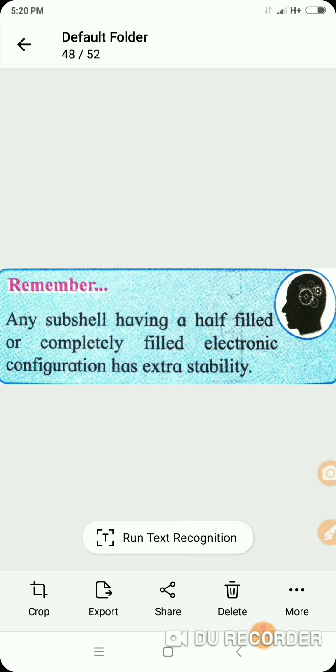Subshells are s, p, d and f. The capacity of the s subshell is 2 electrons, p has 6 electrons, d has 10 electrons and f has 14 electrons. Then they are completely filled. In the case of half filled, the s subshell contains 1 electron, p contains 3 electrons, d contains 5 electrons and f contains 7 electrons. So when the subshells are half filled or completely filled, they show extra stability.